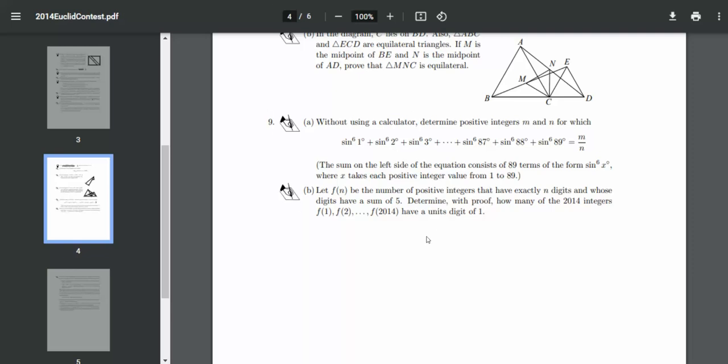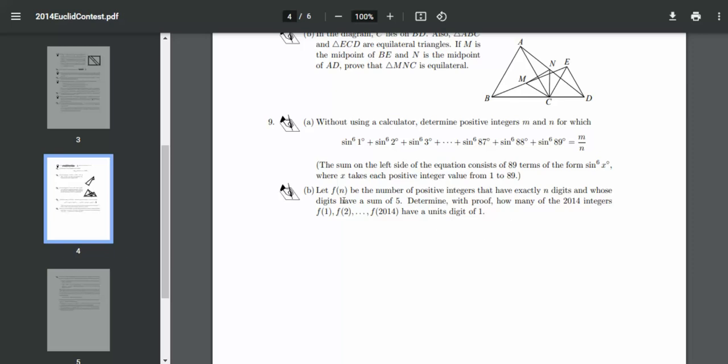Okay, 9b. 9b is a very hard one. Let's see 9b. So first of all, we've got to understand the question. He says to build this function fn. What does fn mean? It is the number, the positive integer that has n digits, whose digit sum is 5. So this is the function, right? Then we need to prove how many of these have unit digit 1. So that was tough.